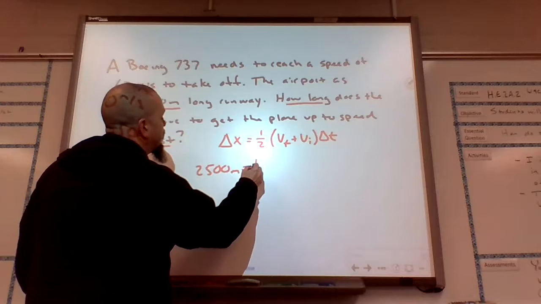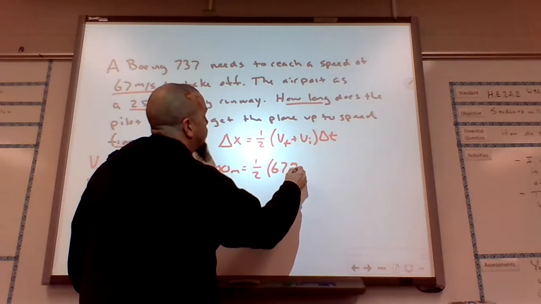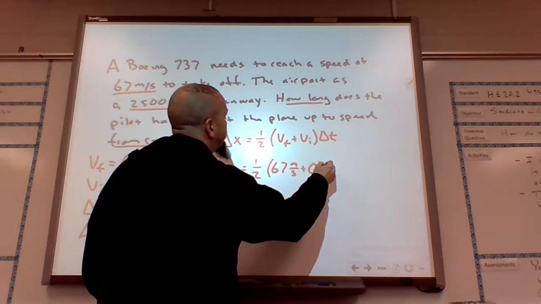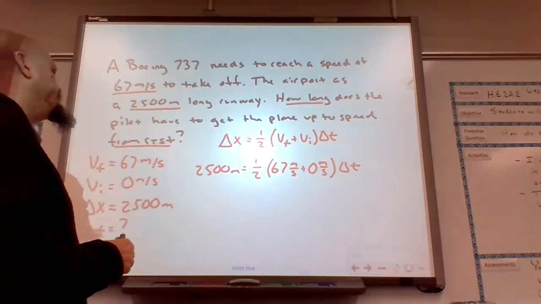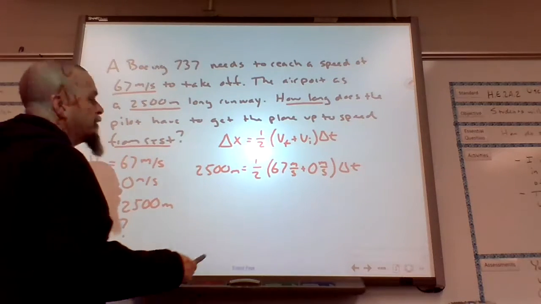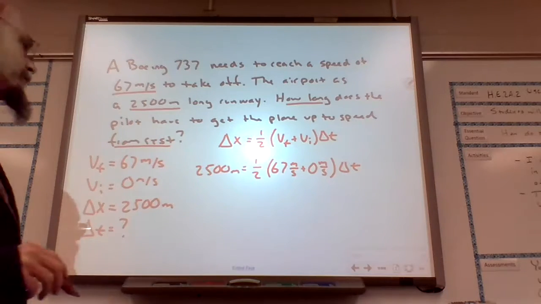2,500 meters equals 1/2 times 67 meters per second plus 0 times delta t. So first thing I'm going to do is simplify this by doing 1/2 times 67, or 0.5 times 67. That's 33.5.